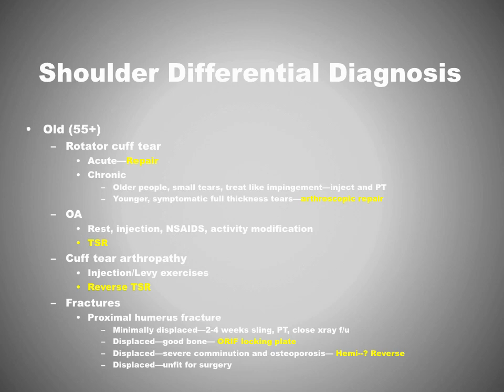If the fracture is dusted with severe comminution and osteoporosis, that'll be a hemiarthroplasty, but more commonly these days we're going with the reverse. And then there's lastly a very interesting group, which is a displaced sort of nursing home player that is unfit for surgery. It's interesting. We treat these conservatively oftentimes, but they oftentimes end up being a significant source of disability.